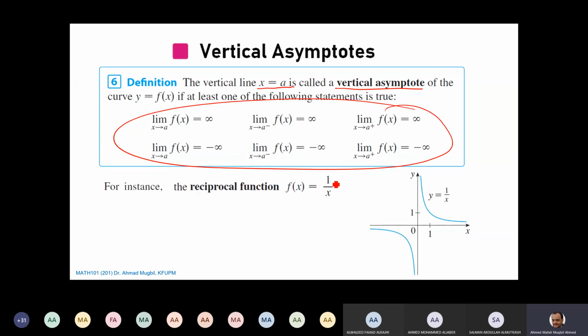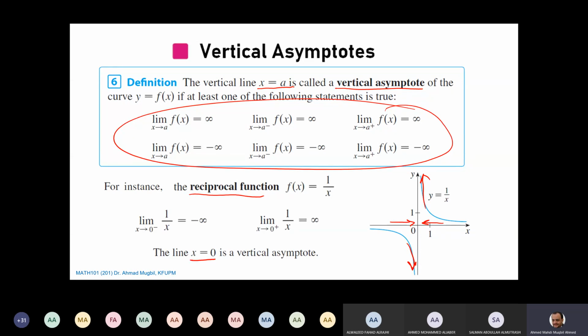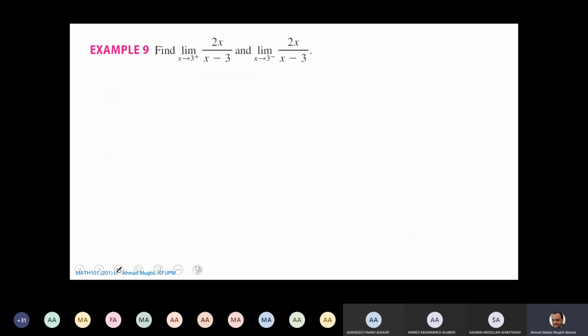For example, this function, the reciprocal function, do you remember it? 1 over x. When x approaches 0 from the right, it goes to positive infinity. When it is approaching 0 from the left, it goes to negative infinity. The y-axis, which is x equals 0, is a vertical asymptote for this function. Usually, they are the zeros of the denominator after simplification.